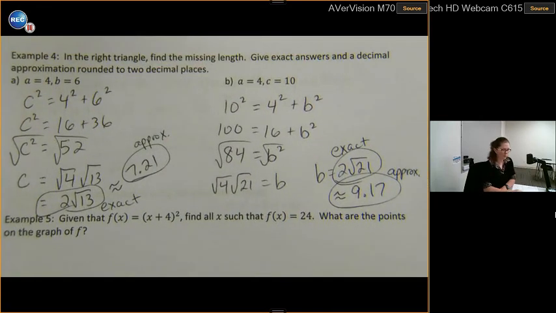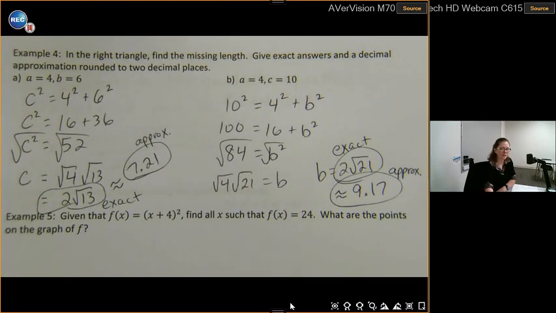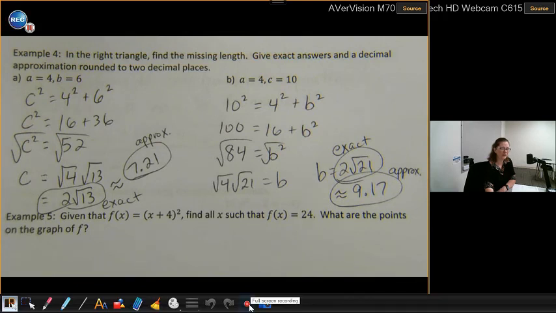Now we do have a couple of word problems coming up, but I want to take my time on another section, another video with those.